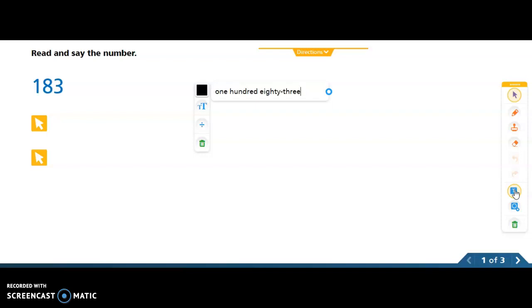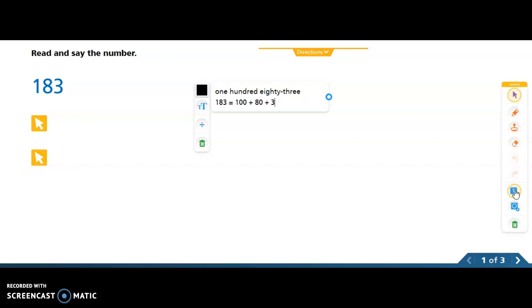Here's a way to show the values of a digit in a number. It is called expanded form, and that just means writing the number to show the actual value of each digit. This is called expanded form. And the reason we say it's expanded form is because we have taken the number in standard form and we have expanded it out to show the value of each digit.